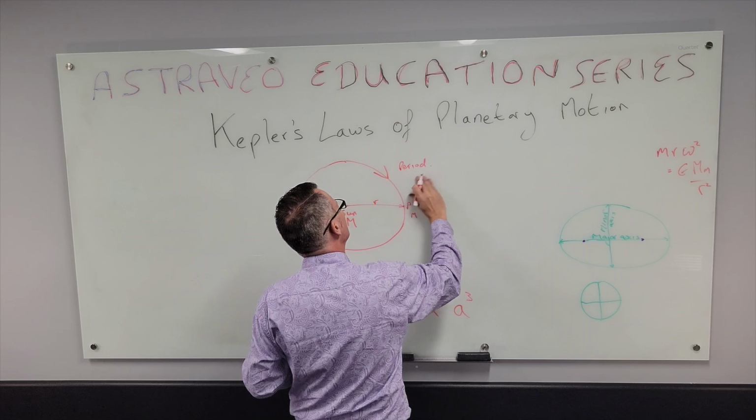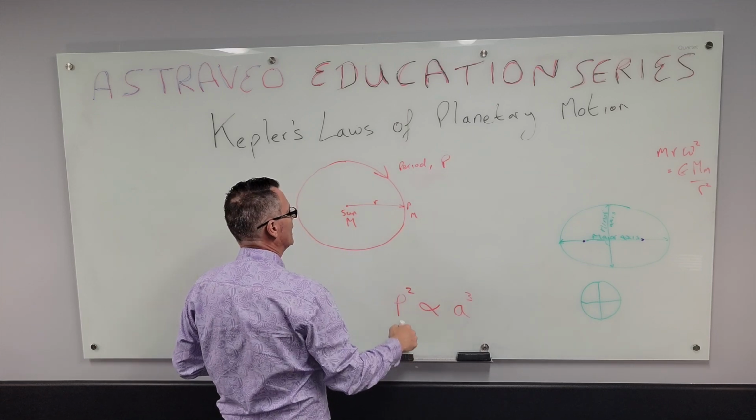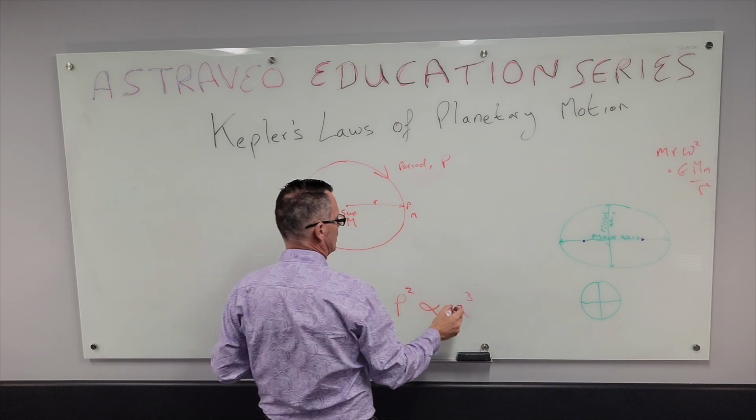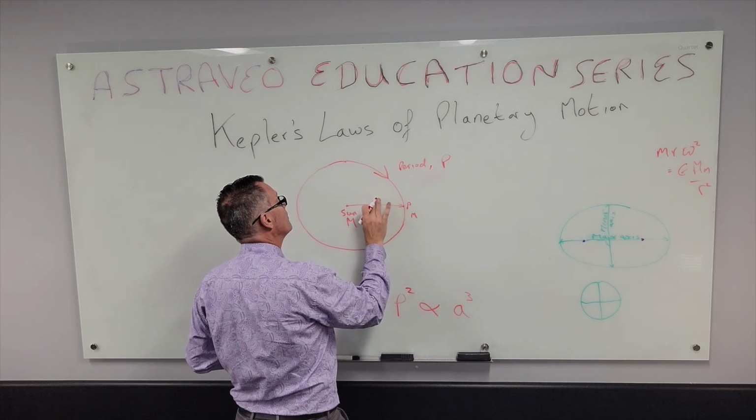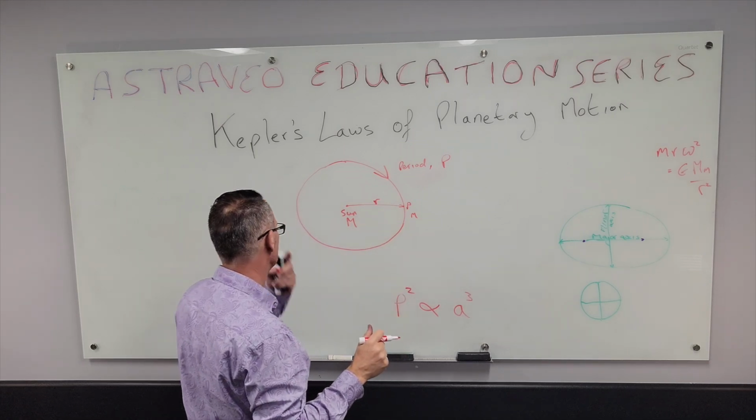Actually, you know what? That is disingenuous. Let's call the period P, because, well, in that case, if I do that, I have to make sure. Well, no, I'm going to leave that as T, and you'll see why in a second.